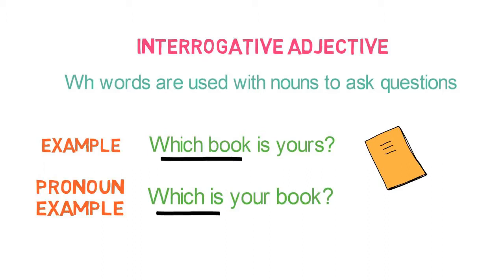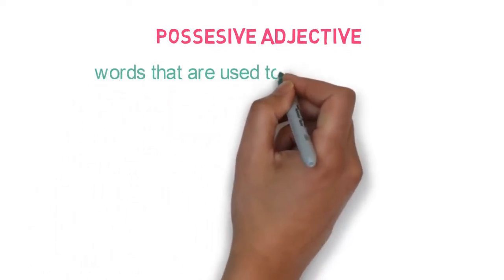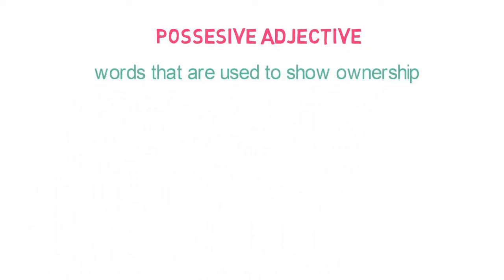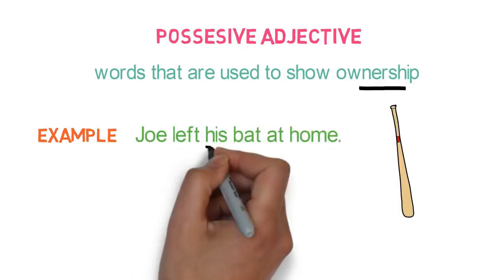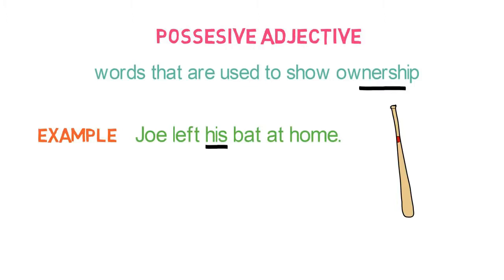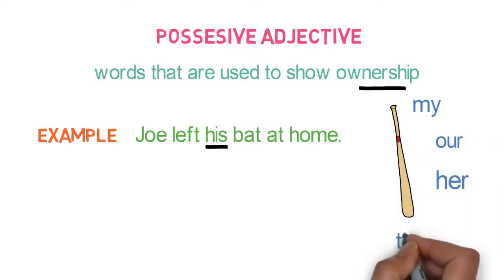Let's look into the sixth and final type of adjective, possessive adjectives. These are the words that are used to show ownership. Note the word ownership. Let's look into the example. Joe left his bat at home. Here, the word his is used to show us that it is his bat. So, it is a possessive adjective. Some more examples of it are my, our, her and their.